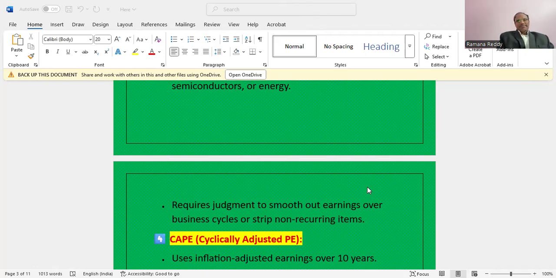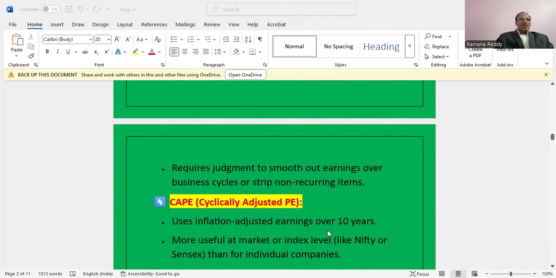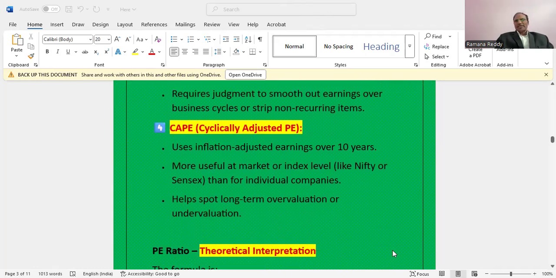Fourth one is cyclically adjusted PE. Uses inflation-adjusted earnings over 10 years. So it is more useful at market or index level, like Nifty or Sensex, than for individual companies. Helps spot long-term overvaluation or undervaluation.